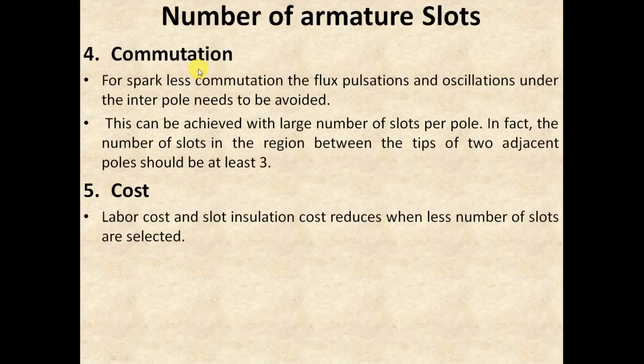Next constraining factor is commutation. In order to achieve the condition for sparkless commutation, the flux pulsations under the interpole need to be avoided. This can be easily avoided by increasing the number of slots. This leads to a constraining factor that the number of slots in the region between the tips of two adjacent poles should be at least 3.